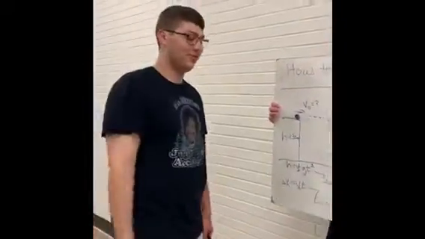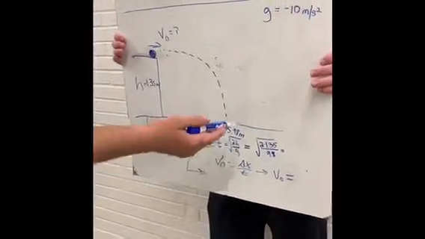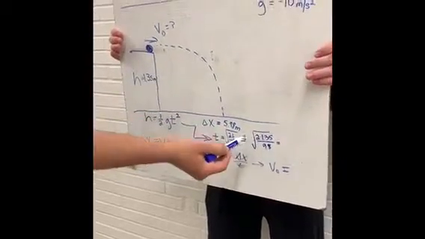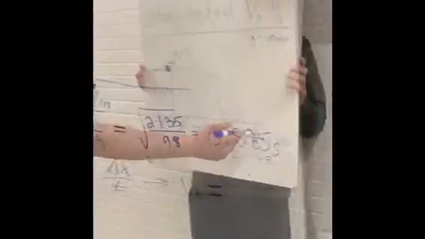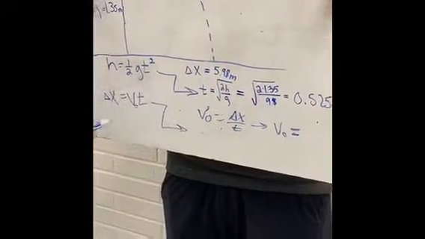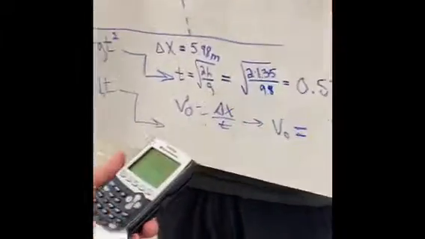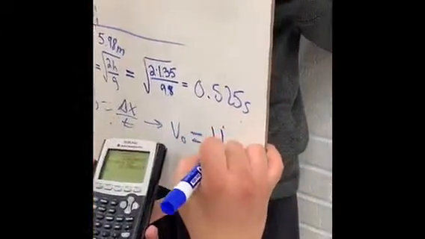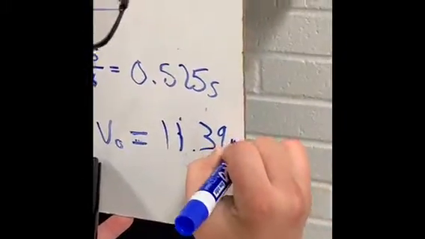After the demonstration, we found that the bullet went 5.98 meters. So now we can plug our height here into our equation here and we can find the time. And that is 0.5 seconds. Calculating time, we will now plug this value and this value into this equation here to find the initial velocity. It's 11.39 meters per second.